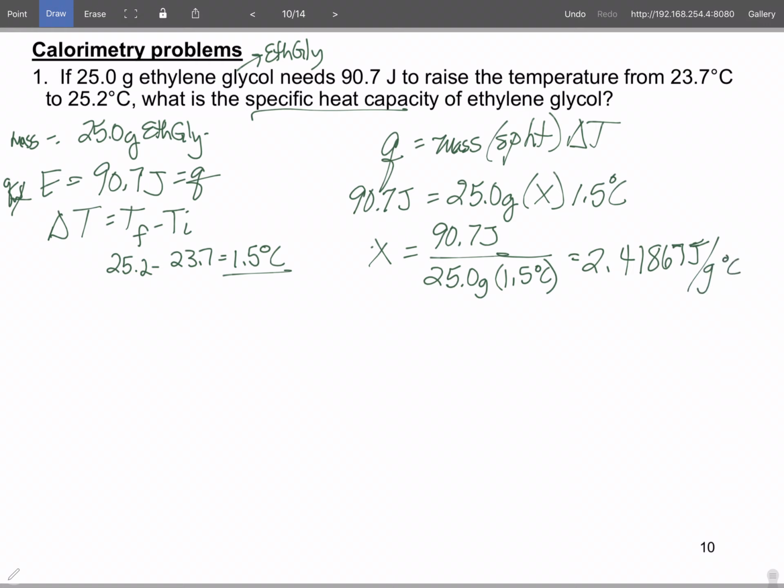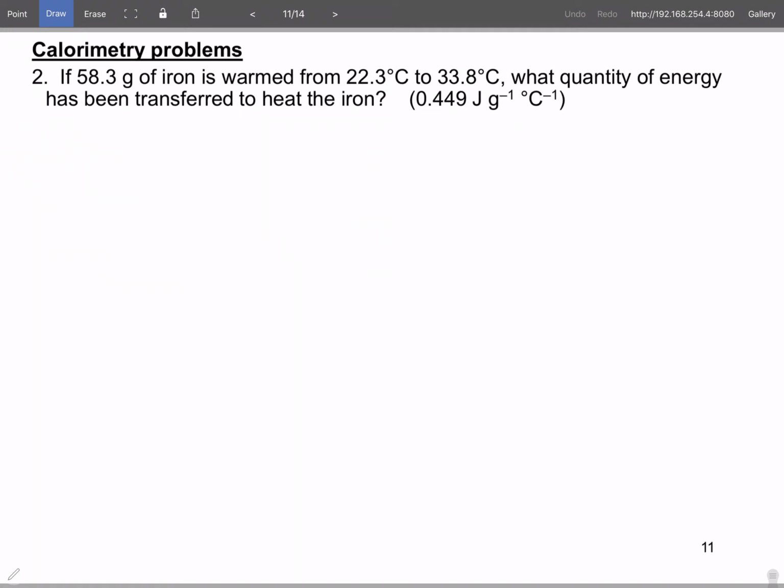Because see, none of our units canceled. So we're using three significant figures, so it's 2.42 joules per gram per degree C. Oh wait, we're using two significant figures, so it'd be 2.4 joules per gram per degree C. Okay? Now, if I ask for three significant figures, it'd be this value here. So the problem's not hard once you identify all the pieces parts. So, of course, let's do another one.